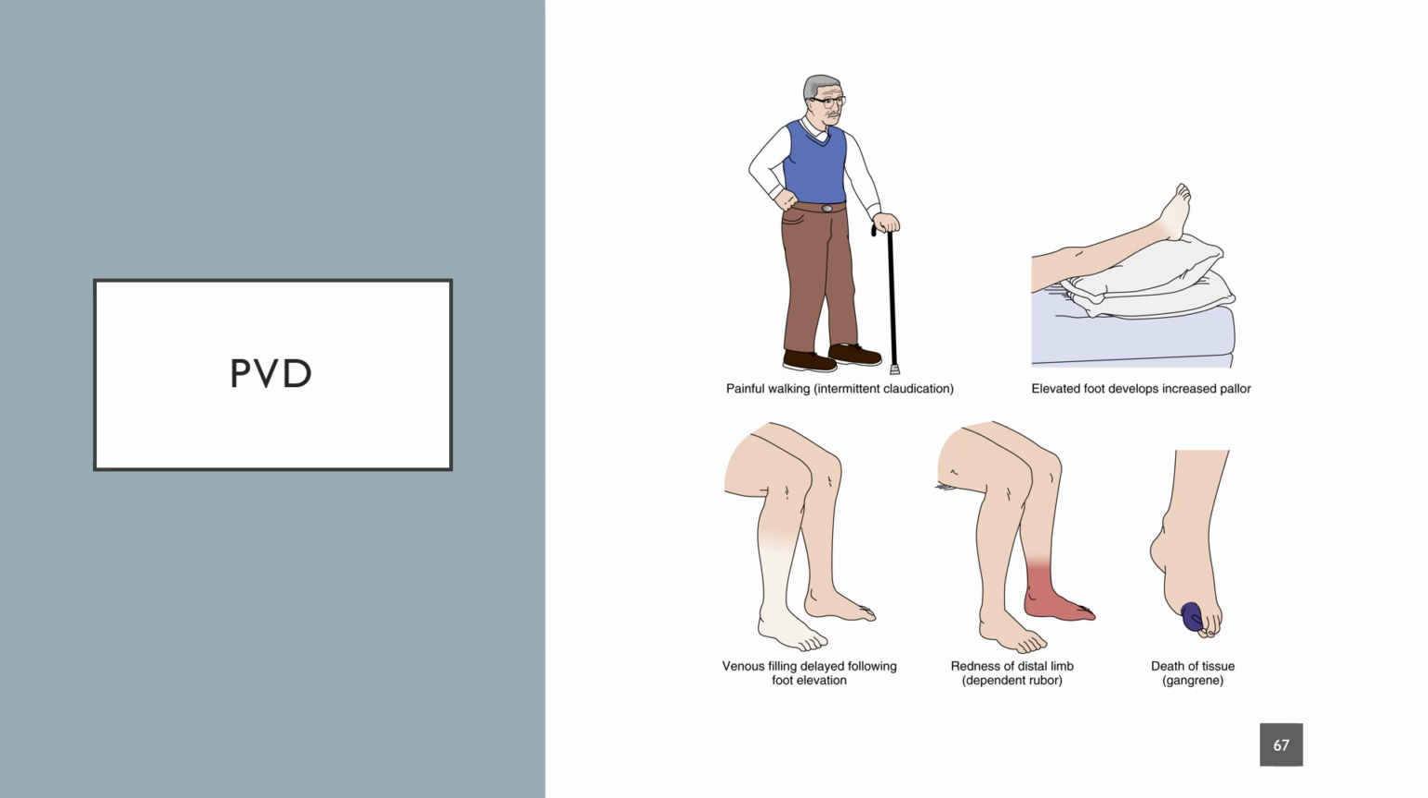Here are some signs and symptoms of arterial insufficiency: painful walking, intermittent claudication, elevated foot develops increased pallor, venous filling delayed, redness of distal limb in a dependent position, and death of tissue such as gangrene.